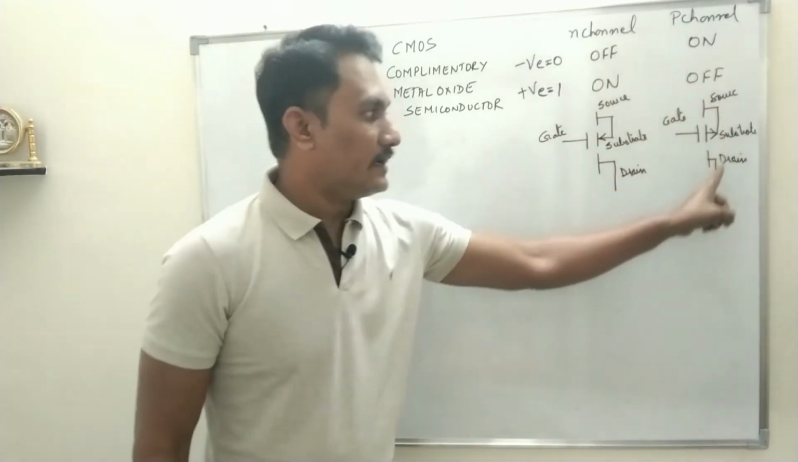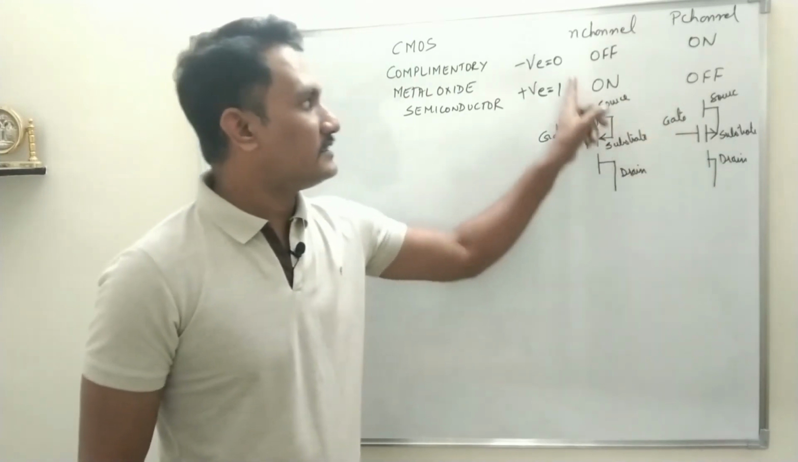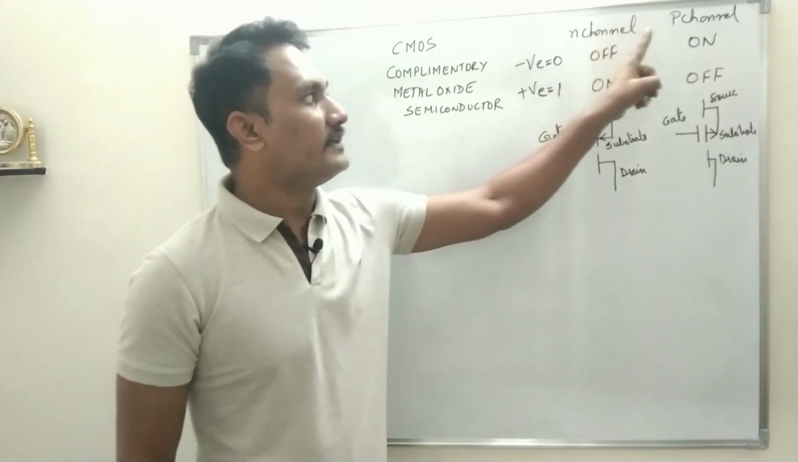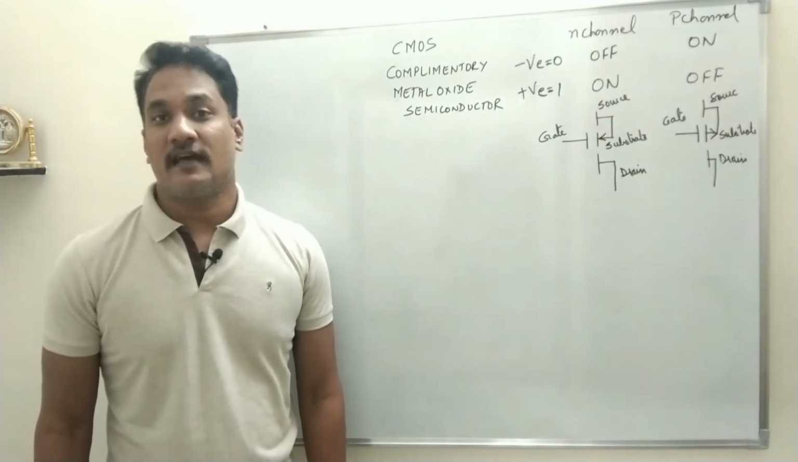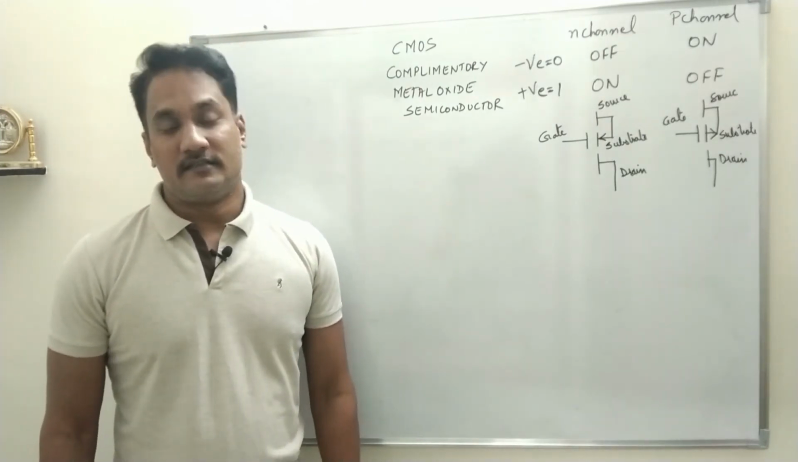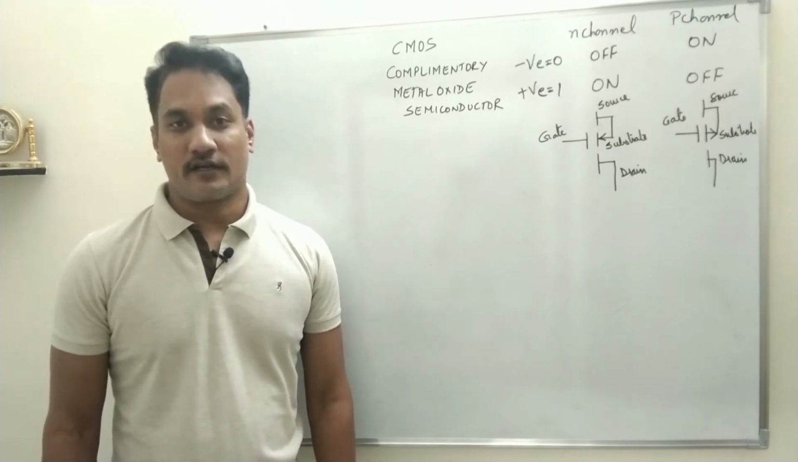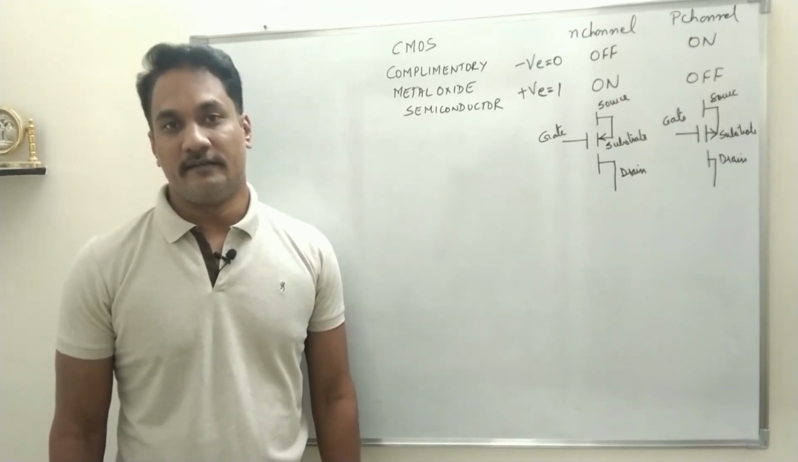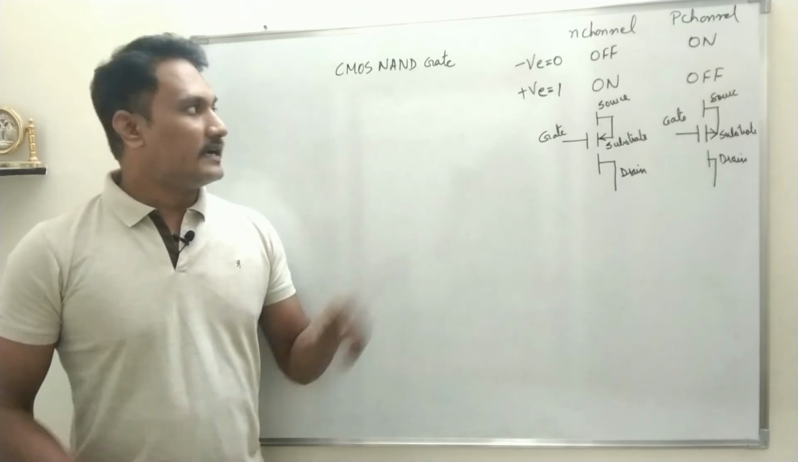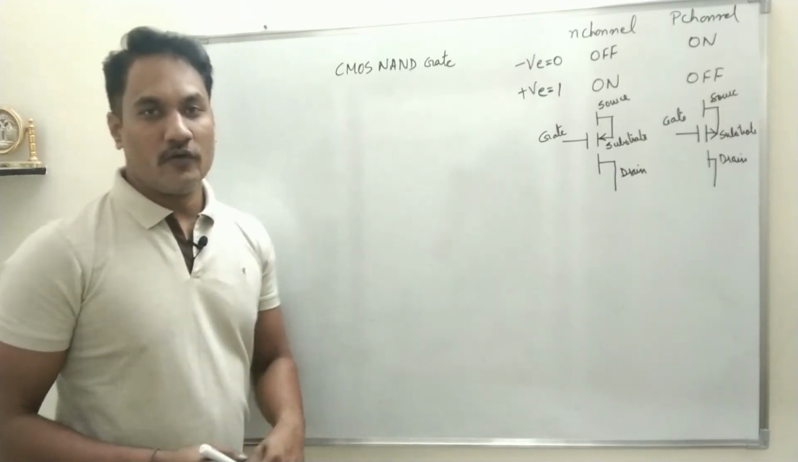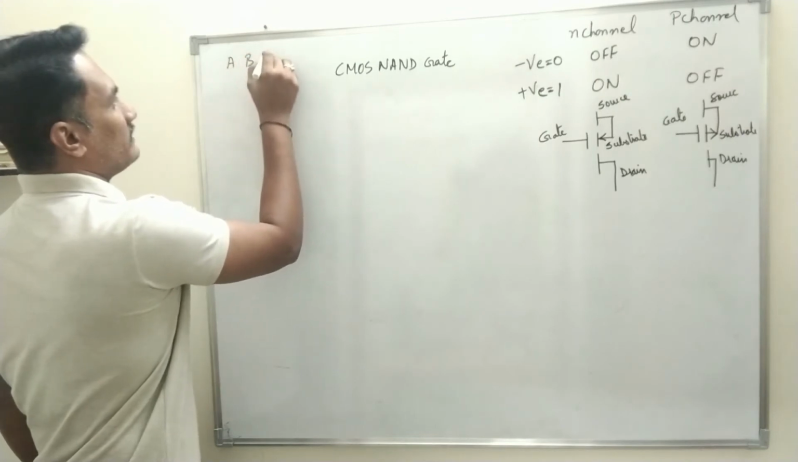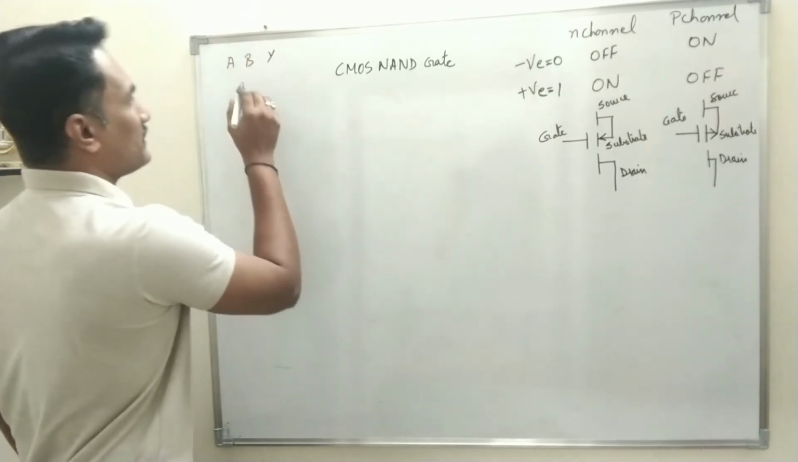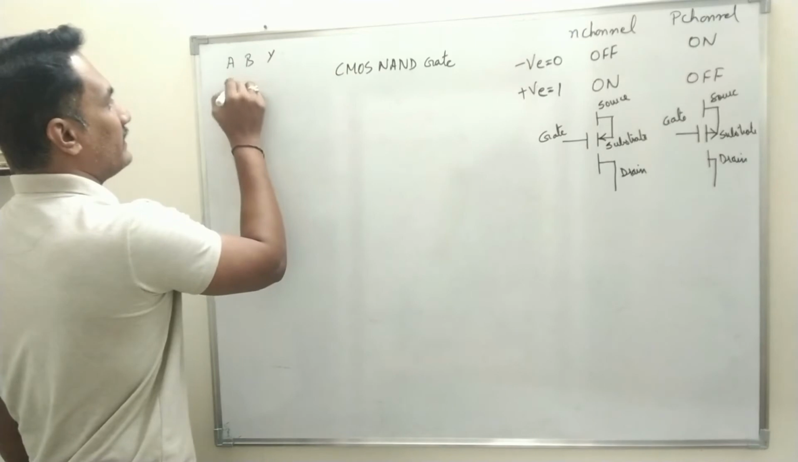So if you can remember this symbolic representation and this operation of N channel and P channel, we will be easily able to construct and design CMOS NAND gate, CMOS NOR gate, CMOS NOT gate. Next, let us try to understand the CMOS NAND gate. Before going to the circuit diagram, let us just refresh ourselves with the symbolic representation and truth table of the NAND gate.